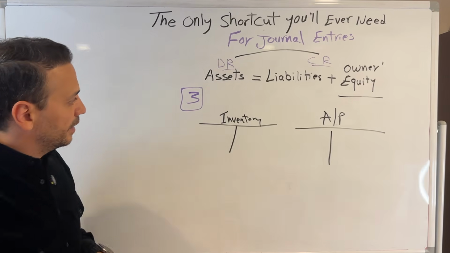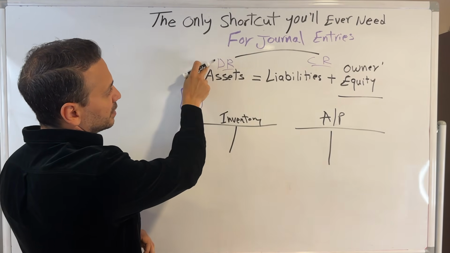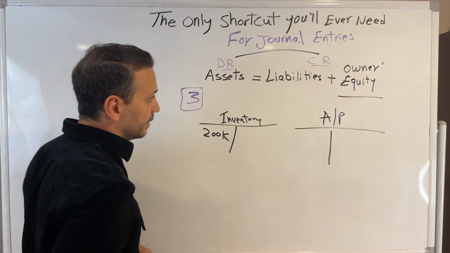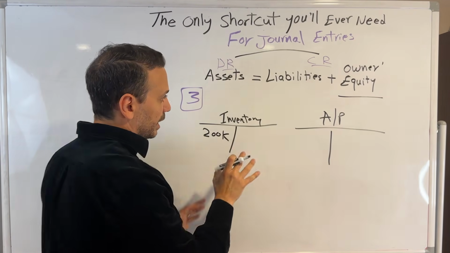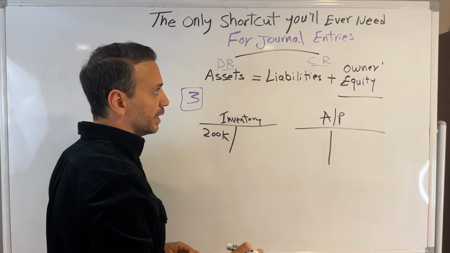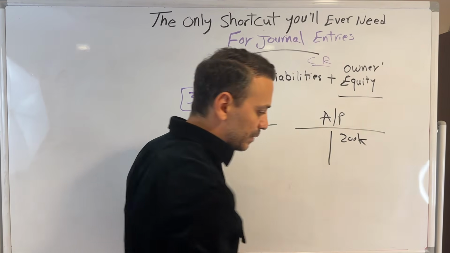So 200K inventory, is that a debit or credit? Well, it's an asset, it has a debit nature. It's going to always be a debit, right? And for the other side is accounts payable. Accounts payable is a type of liability, right? So that always has a credit nature. Okay, that balances it out.